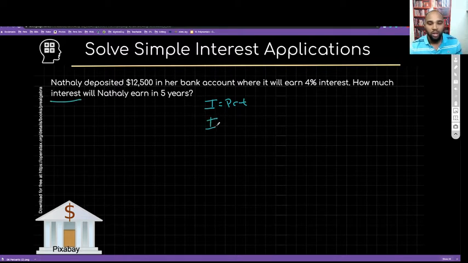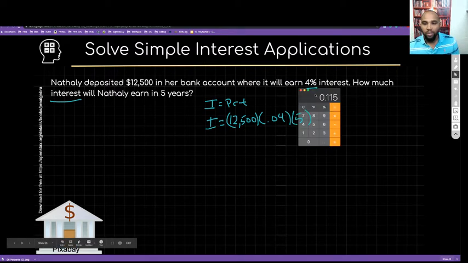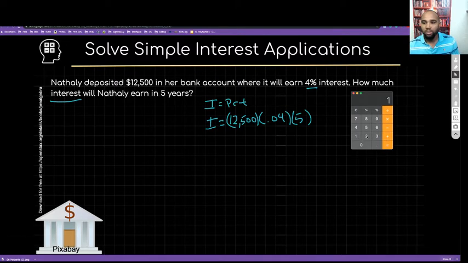So we're going to keep the I. The P is 12,500 times our rate of 0.04 to represent 4%, and for 5 years. Again, just a straightforward calculator problem at this point, because we knew how to set it up. 12,500 times 0.04 times 5. And so we have $2,500 of interest under those circumstances.